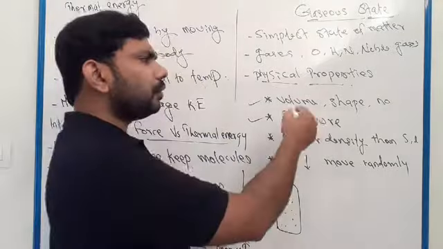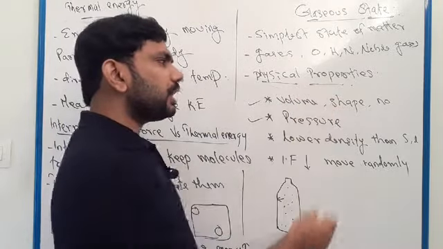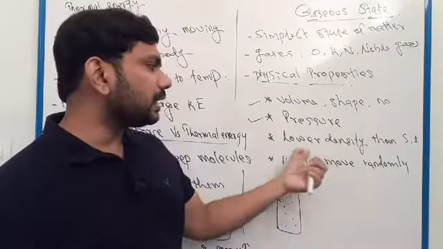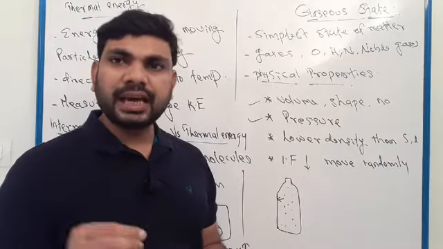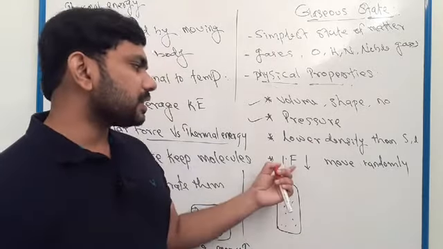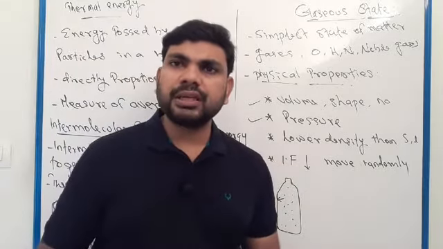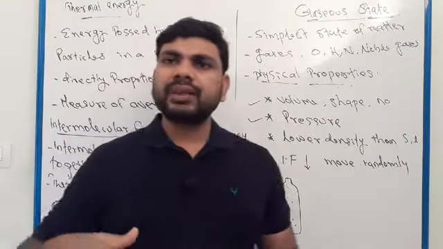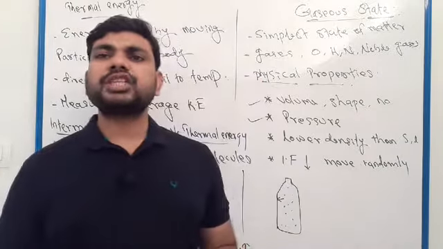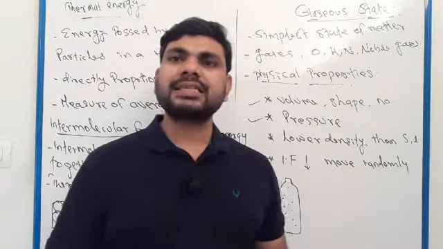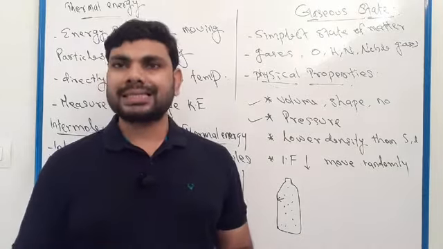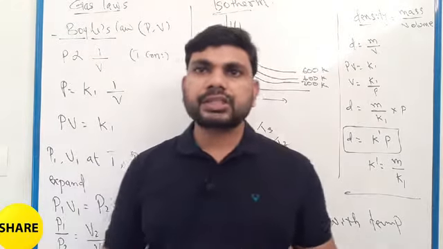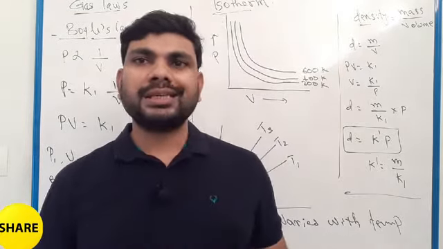So regarding volume, gases have no definite shape and volume. Compared to the solid state and liquid state, gases have lower density. Also we discussed that the intermolecular force of attraction in gases is very less. So these are the different physical properties: they exert pressure, they have no definite shape and volume, they have less density, and intermolecular force is very less. Clear? So here we discussed the gaseous state and its different properties.